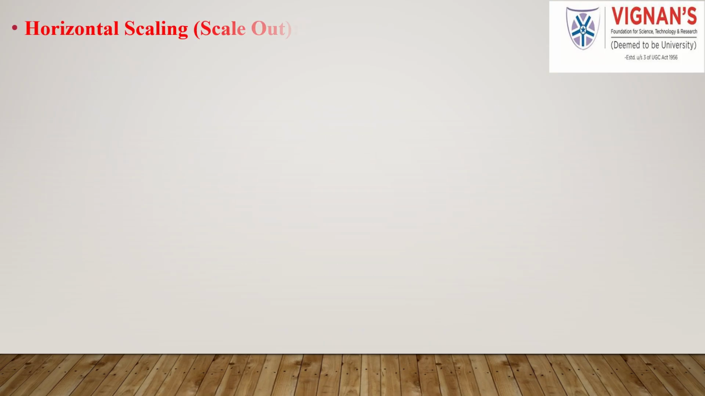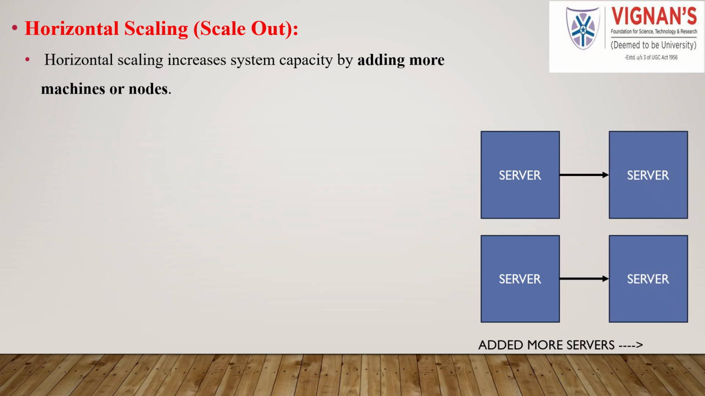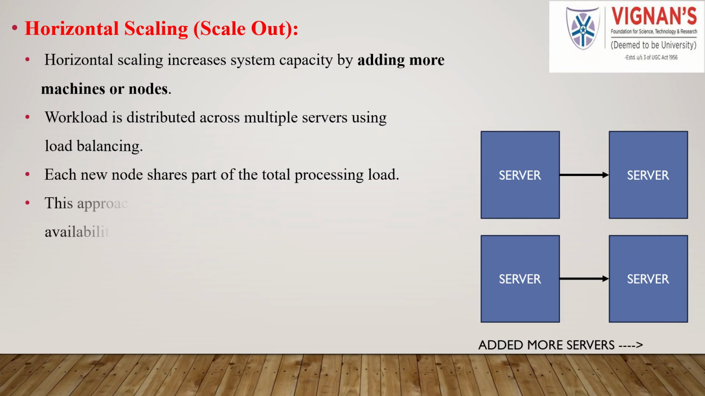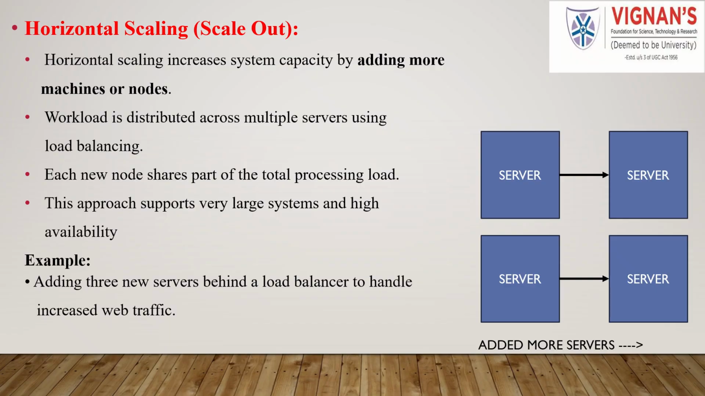The next type of scalability is horizontal scaling, also known as scale-out. Horizontal scaling increases system capacity by adding more machines or nodes, rather than upgrading a single server. In this approach, the workload is distributed across multiple servers using a load balancer. Each new node handles a portion of the total processing load, which helps improve performance and reliability. Horizontal scaling is especially suitable for very large systems and ensures high availability, because if one server fails, others can continue to operate. For example, adding 3 new servers behind a load balancer to manage increased web traffic is a common example of horizontal scaling.